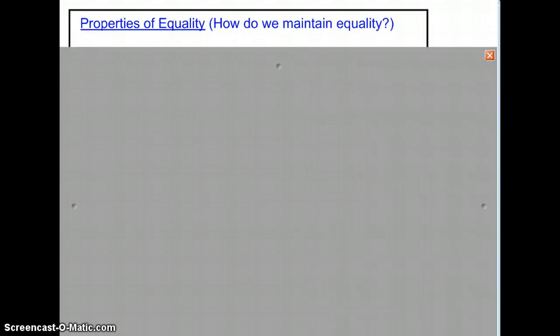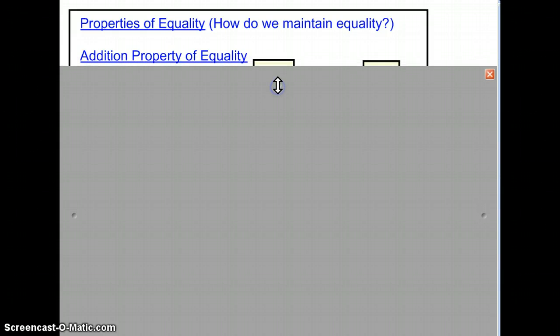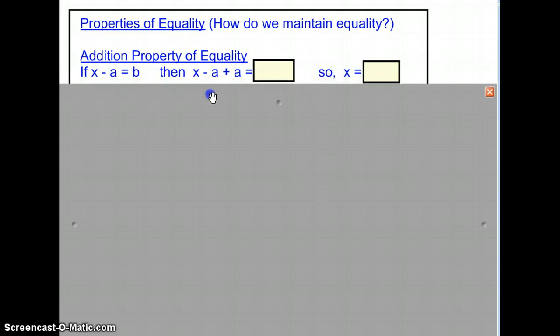Are we good? Okay. So let's go over some properties of equality. How do we maintain equality? And so this is addressing our inverse operations. So the addition property of equality says if we're going to use addition in an equation in order to isolate a variable, then what operation will be in the original equation? If we have to use addition to get a variable isolated, then what operation was in the original equation?